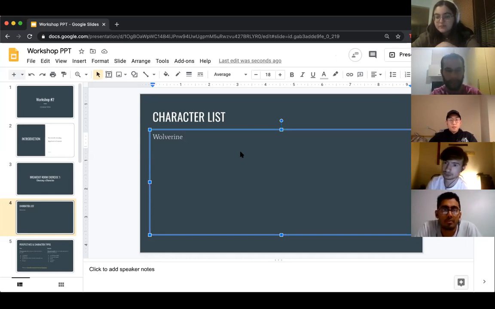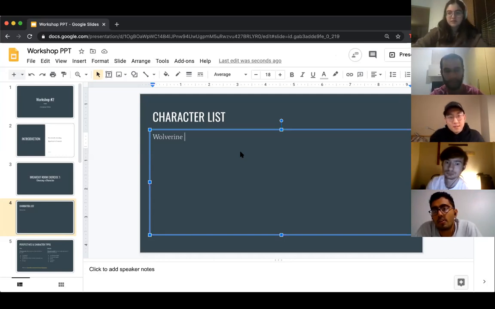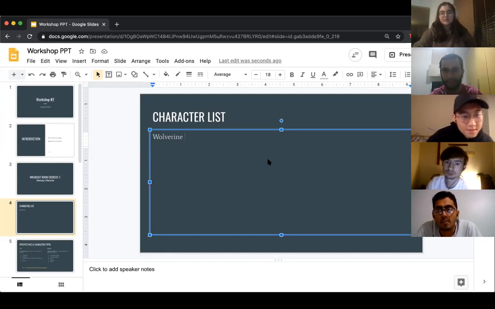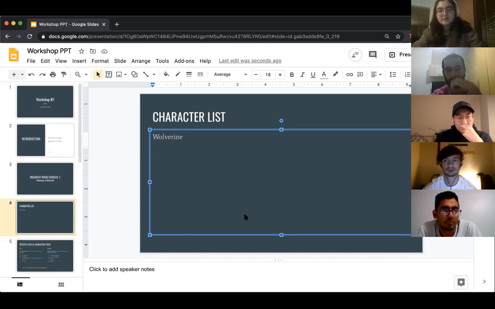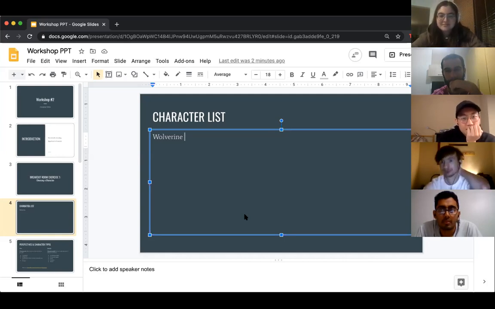Logan is from the same director as The Queen's Gambit, I think, or the same screenwriter. Oh, is it? Yeah. So what do you like about Wolverine in Logan? Why do you think he's a great character? Not just one person's opinion, but normally everybody here saw Logan. Does anyone have something to say about this character?